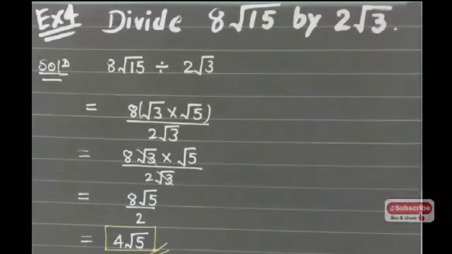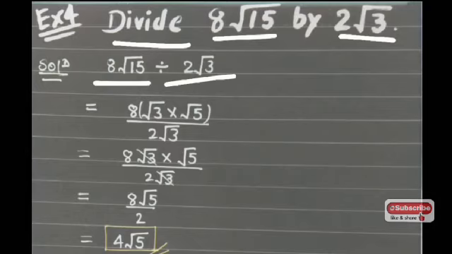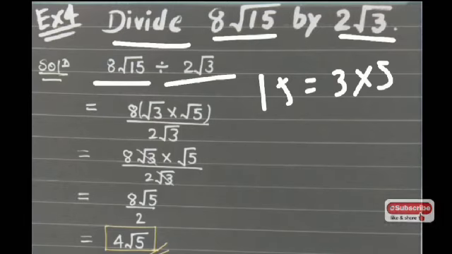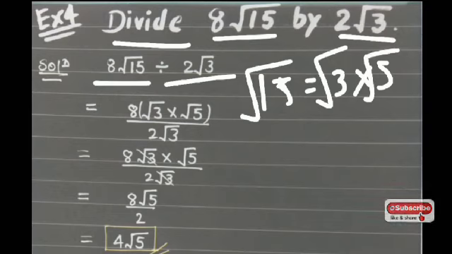Now let us try one more example. Divide 8 root 15 by 2 root 3. So it is basically simple. We have to divide 8 root 15 by 2 root 3. So what is 15? 15 you already know. 15 is 3 multiplied by 5. And if it is root 15, then you can basically write root 3 into root 5, right?